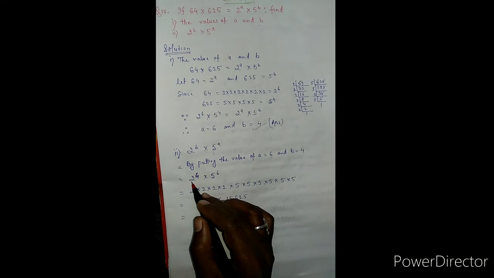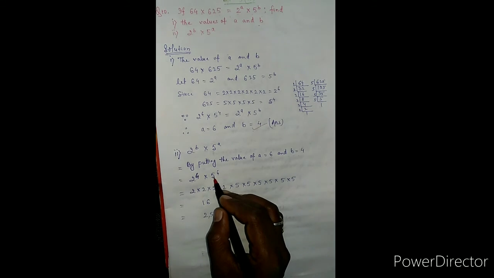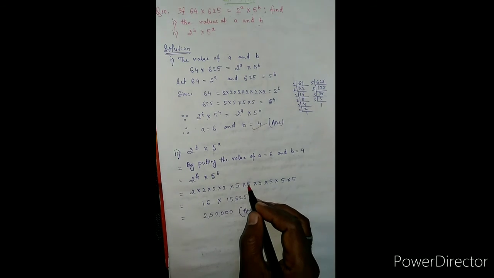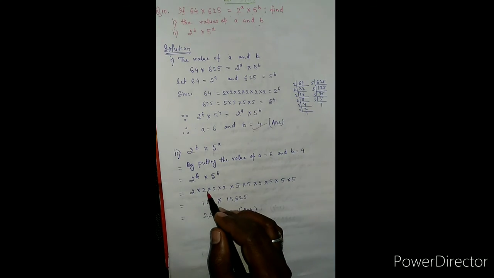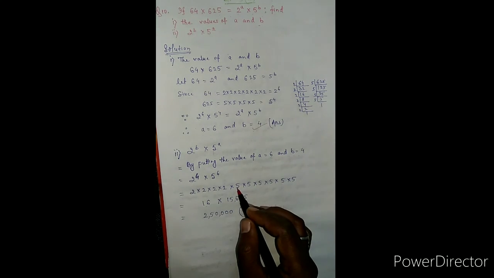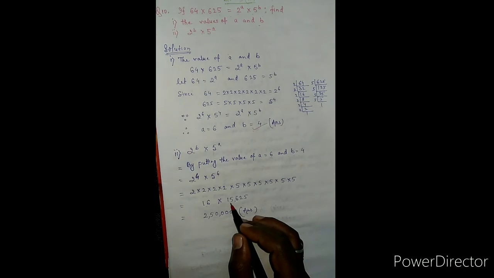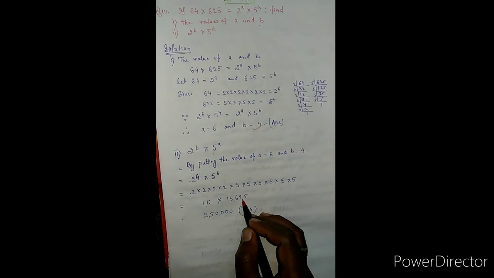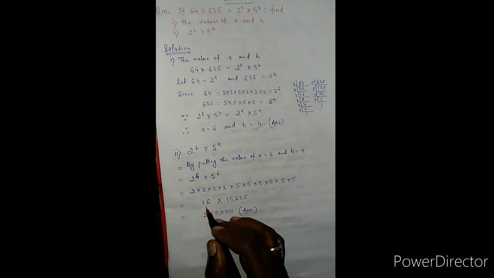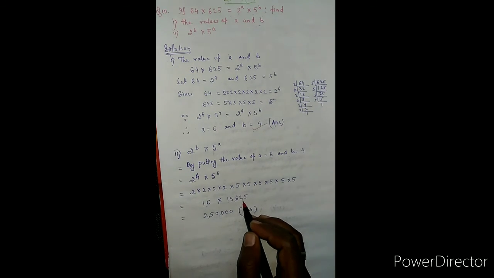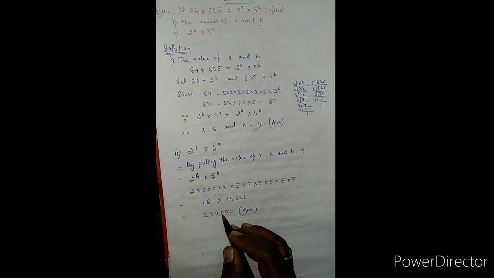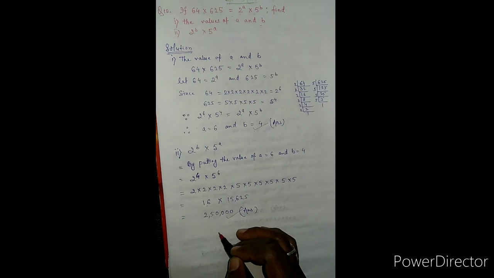So here we have to write 2 four times, so 2 into 2 into 2 into 2, and 5 we have to write 6 times, so 5 into 5 into 5 into 5 into 5 into 5. Now multiply 2 four times, we get 16, and multiply 5 six times, we get 15,625. Now after multiplying 16 into 15,625, we get 2,50,000. So this is the answer for this question.